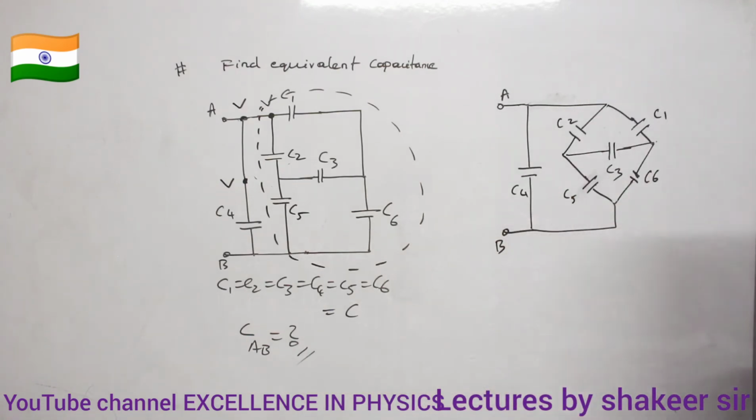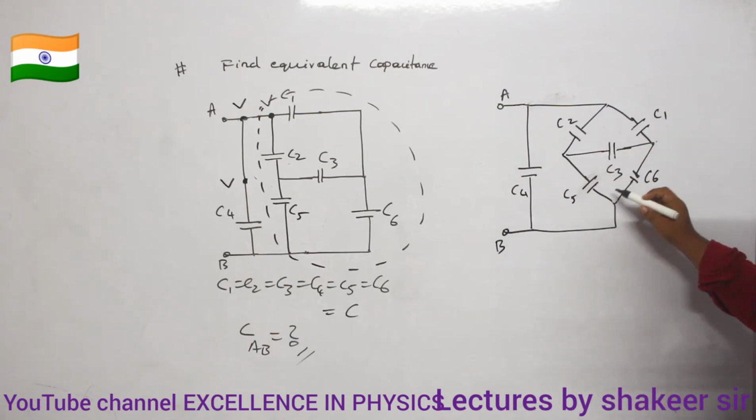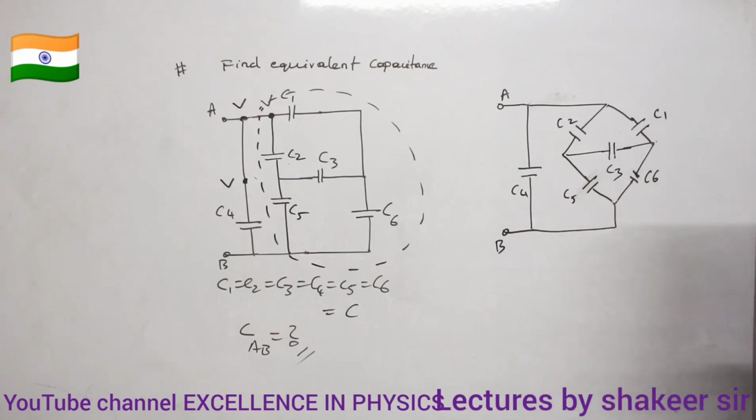Is this a balanced Wheatstone bridge or not? Definitely a balanced Wheatstone bridge, no? So C into C, C into C. Definitely this is a balanced Wheatstone bridge. If it is a balanced Wheatstone bridge, then what can I do? I can remove this capacitor, no?